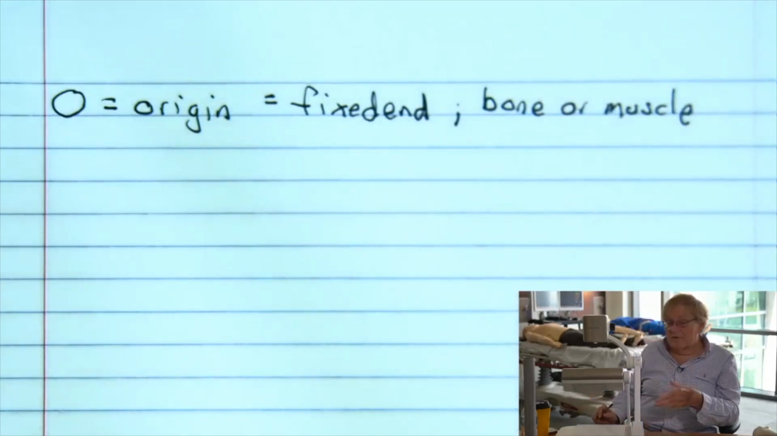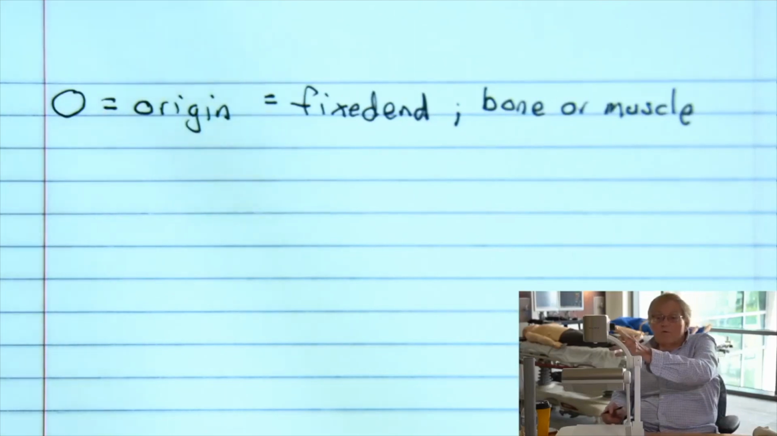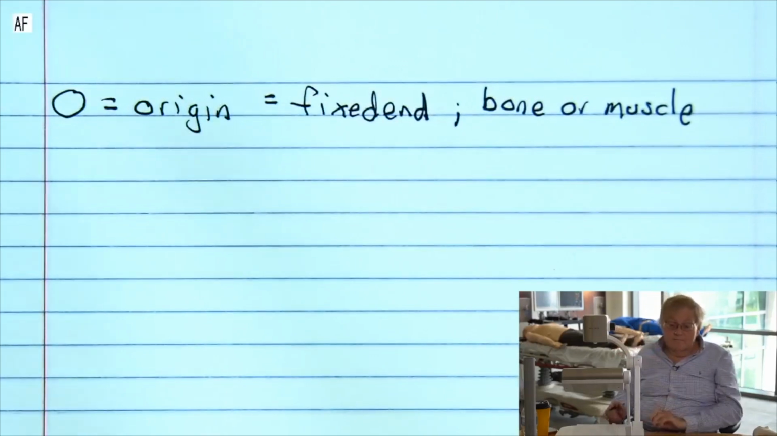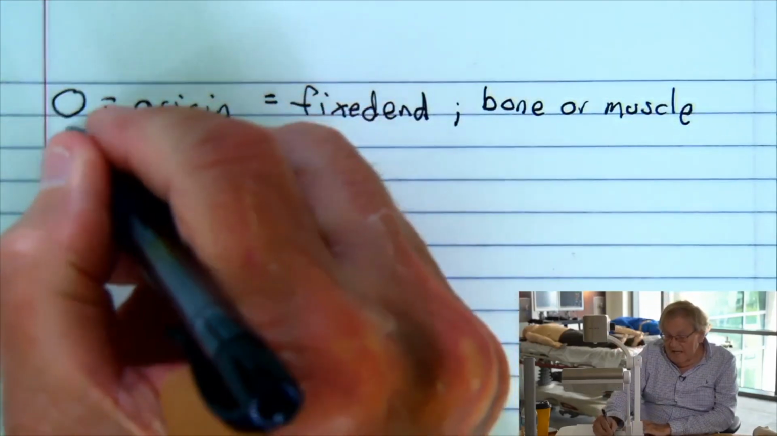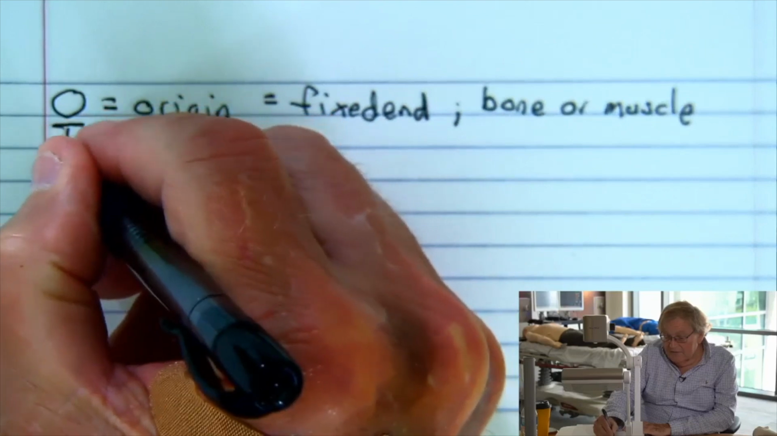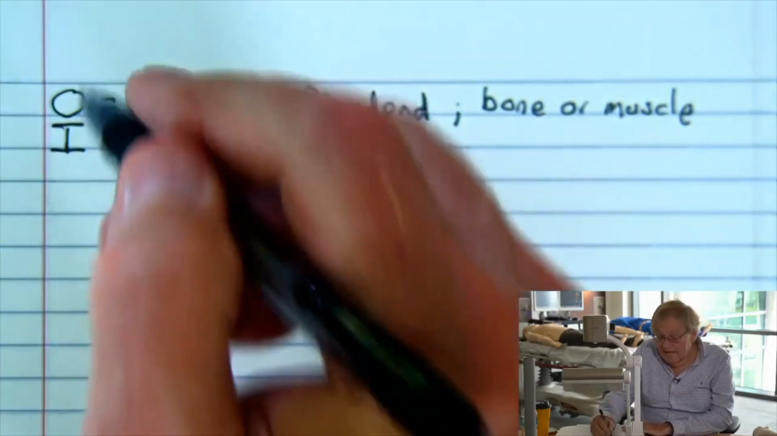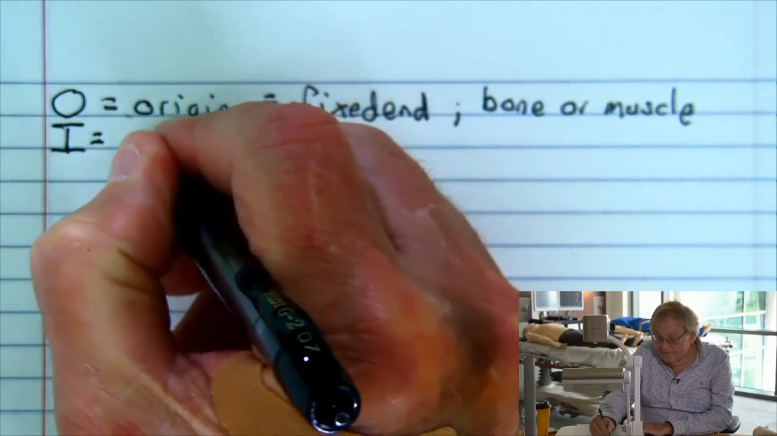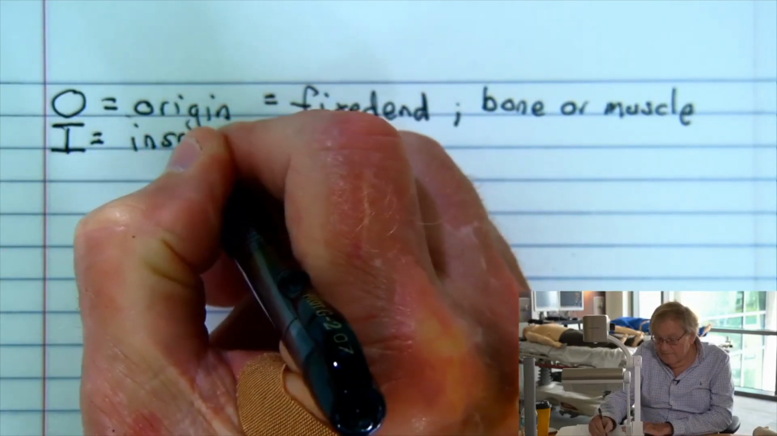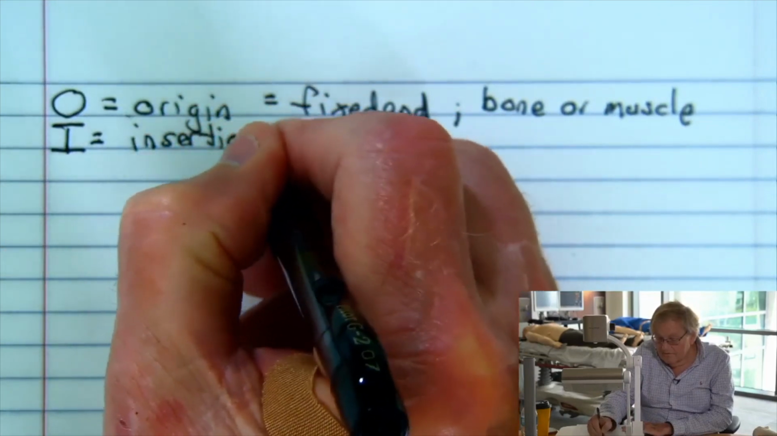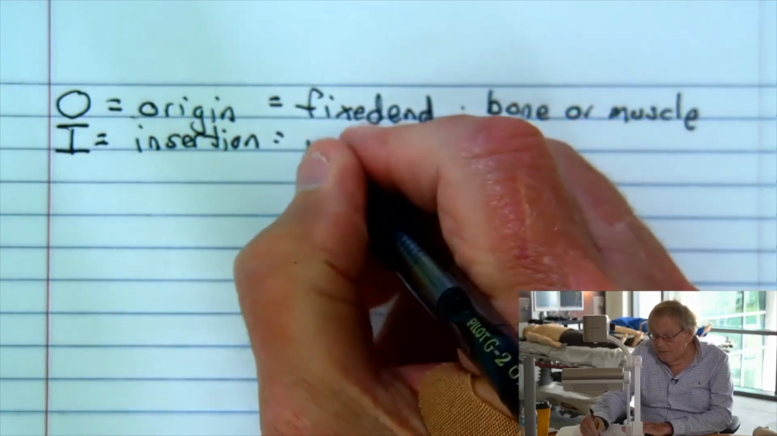Like when I start talking about my face, many of the muscles of facial expression are just going to be inserted onto another muscle or have an origin on another muscle. The other thing, of course, is the I. When I showed you that muscle and said it inserted on the calcaneus, the I stands for the insertion. And the insertion we're going to think of as the movable end.